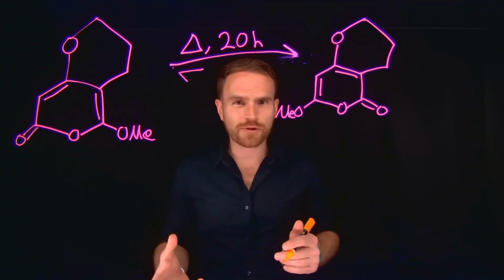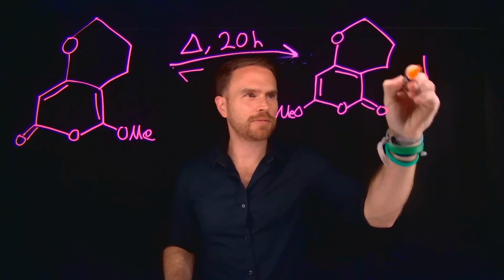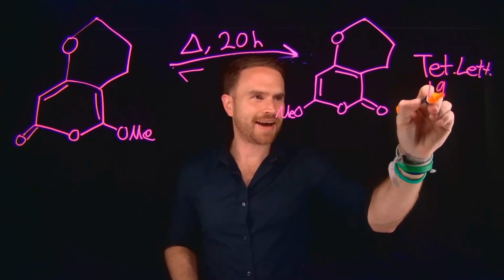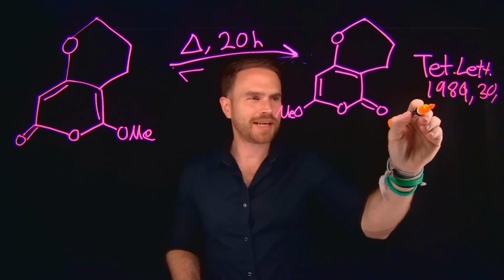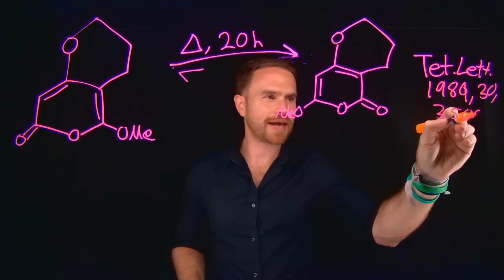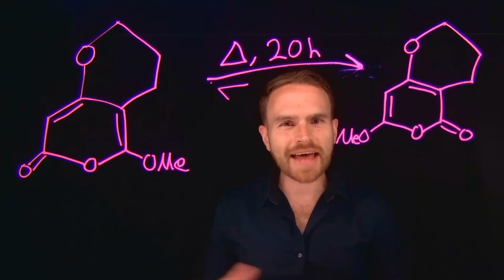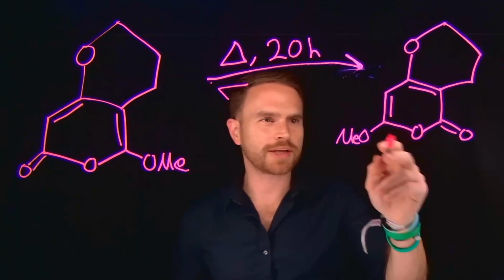In preparation for this class, I found this paper that was published in TET-LET, or Tetrahedron Letters, in 1989, volume 30, beginning on page 3509. And this reaction in particular is an electrocyclic reaction. And that electrocyclic reaction allows us to do a rearrangement in which we generate this alkoxypyrone.